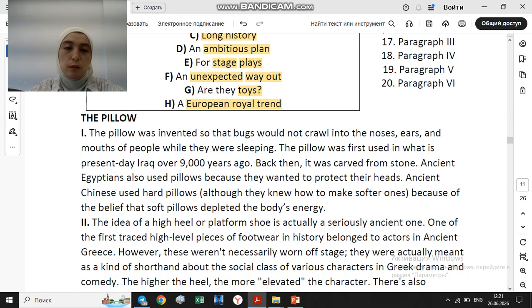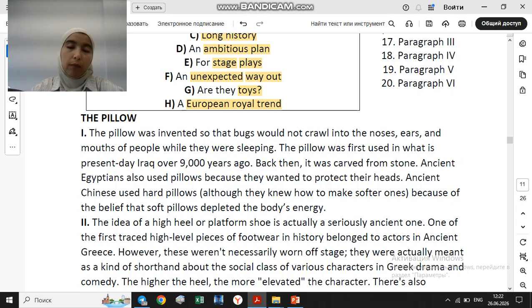The pillow was invented so that bugs would not crawl into the noses, ears, and mouths of people while they were sleeping. The pillow was first used in what is present-day Iraq over 9,000 years ago. Back then, it was carved from stone. Ancient Egyptians also used pillows because they wanted to protect their heads. Ancient Chinese used hard pillows, although they knew how to make softer ones, because of the belief that soft pillows depleted the body's energy.